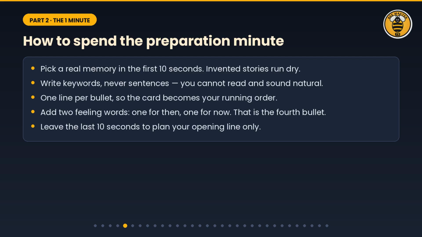Now, the 1 minute. This minute decides the answer, so do not waste it writing sentences. Choose a real memory in the first 10 seconds, then put 1 line of keywords against each bullet. Add 2 feeling words, 1 for how you felt then and 1 for how you see it now, and keep the last 10 seconds for your opening line.